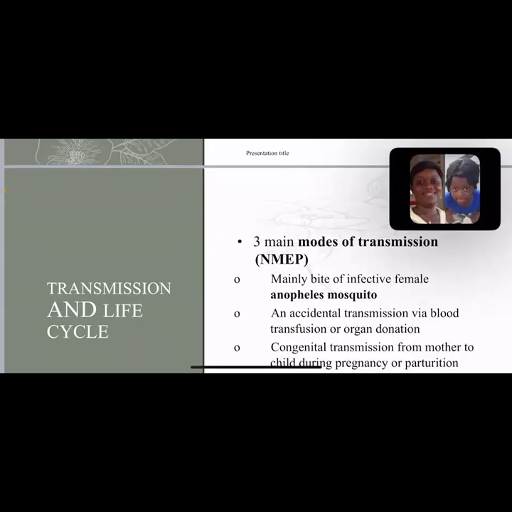So in terms of transmission and the life cycle, there are about 3 modes of transmission according to the National Malaria Elimination Program. Apart from WHO, I wanted something more that hits close to home, so that's why I use the National Malaria Elimination Program document, which is very important. It's only the first one that we are more familiar with, which is the bite of the infected female Anopheles mosquito. But the other 2, which are accidental blood transfusion or organ donation, you can get malaria through that, even via mother to child during pregnancy or when they are giving birth.